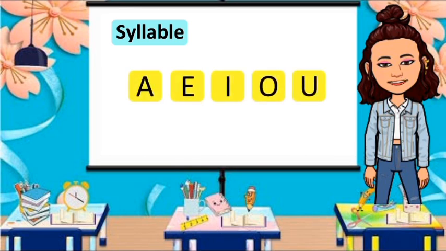A, E, I, O, U are vowels. Every syllable has a vowel. We can count how many syllables there are by looking at the number of pronounced vowels. Working out how many syllables are in a word will allow us to split each word into different syllable sounds. Ultimately, this will help us to read a word correctly.